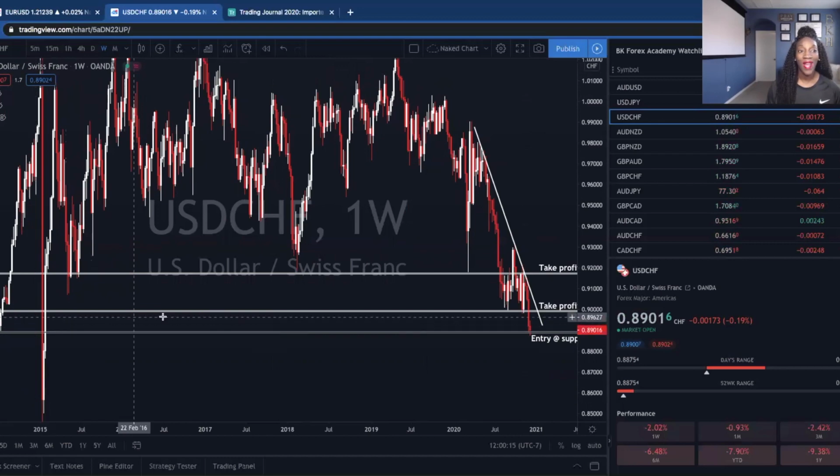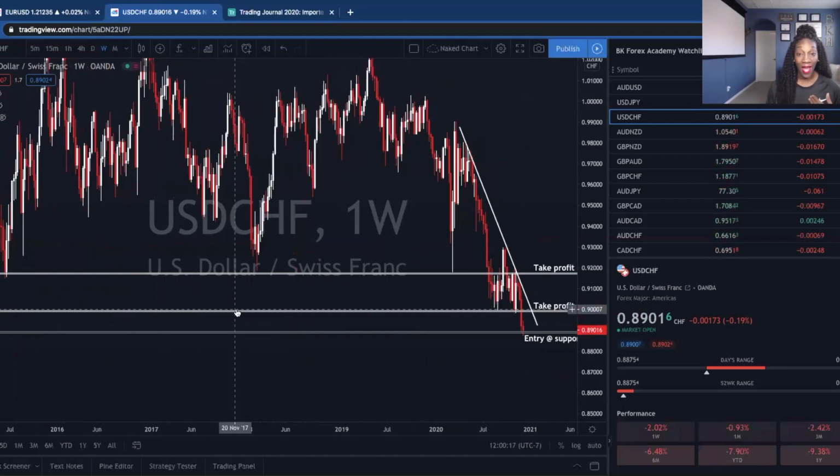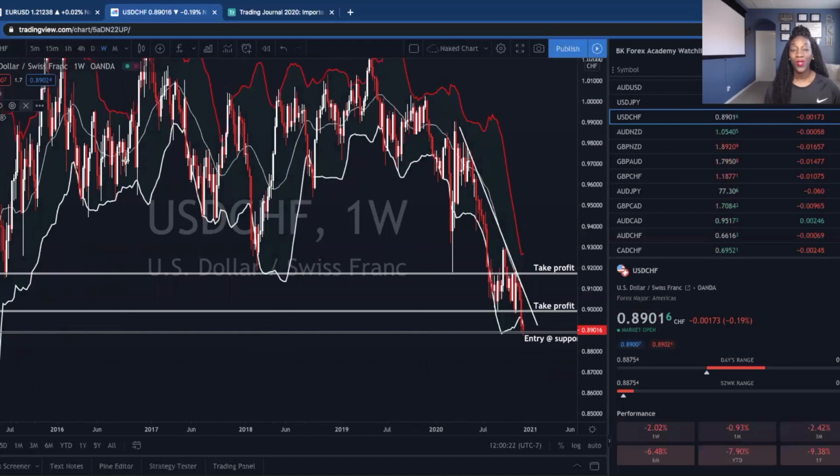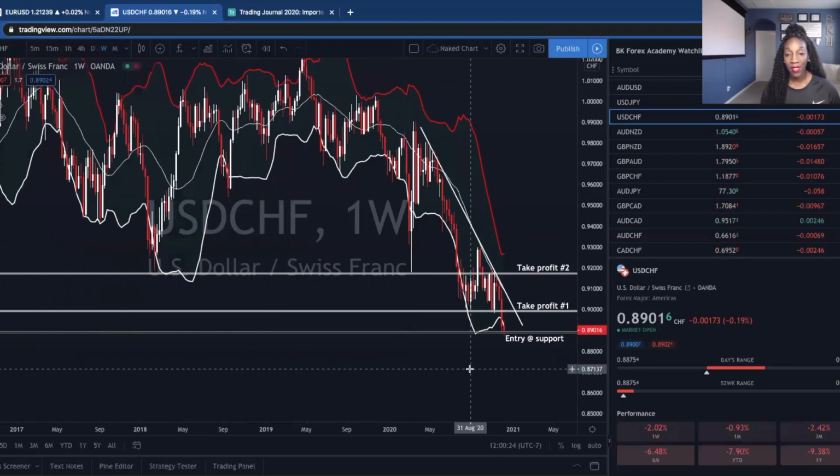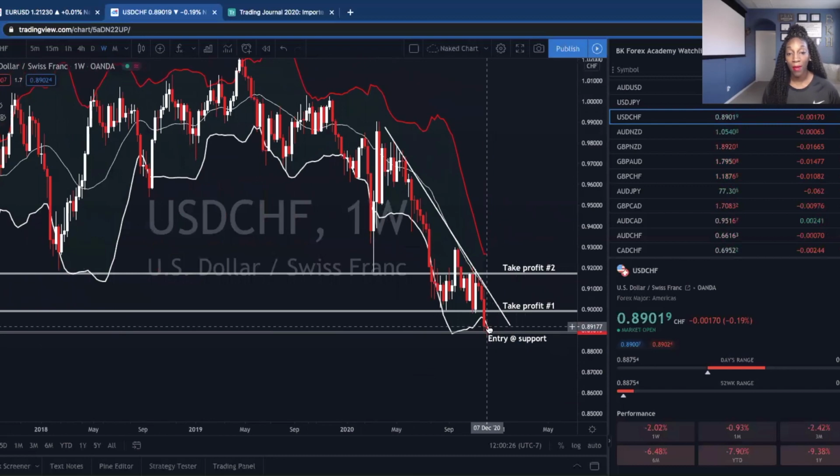So I'm monitoring to see how price action is reacting within this zone, and I'm hoping that it will reverse from here. Now, another confirmation that I love to add to the longer time frame is also the Bollinger Band. So you'll see here that I have a double wick that's forming right outside of my Bollinger Band.